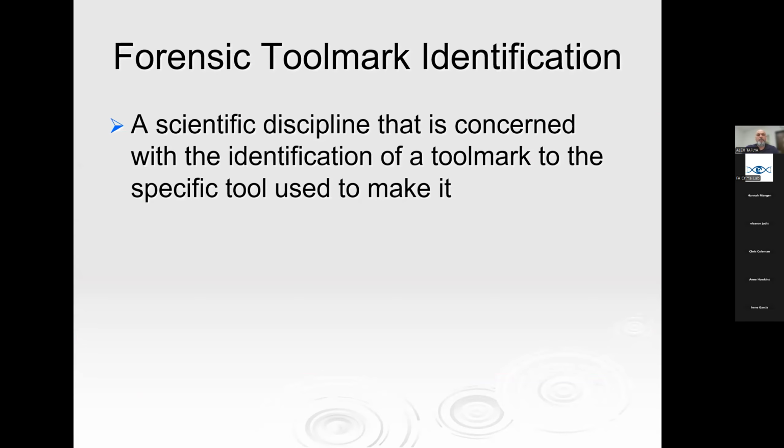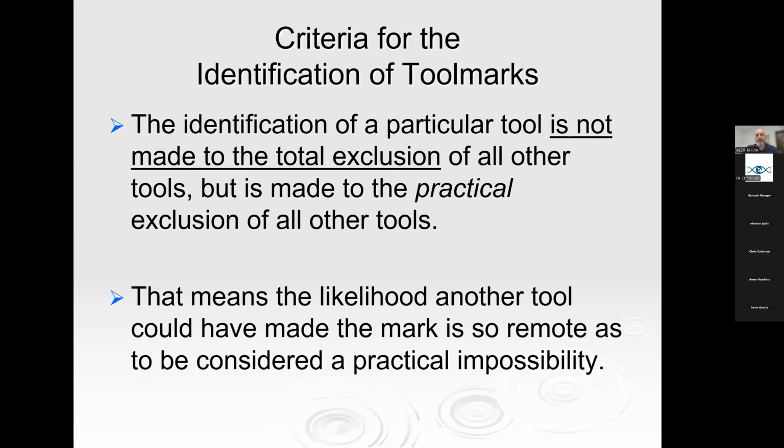So just a reminder, forensic tool mark identification is a scientific discipline that is concerned with the identification of a tool mark to the specific tool used to make it. However, since we cannot examine every single tool and compare them side by side, it's made to a practical exclusion of all other tool marks. This means that the likelihood another tool could have made the mark is so remote as to be considered a practical impossibility, but we can't say all other tools are excluded.